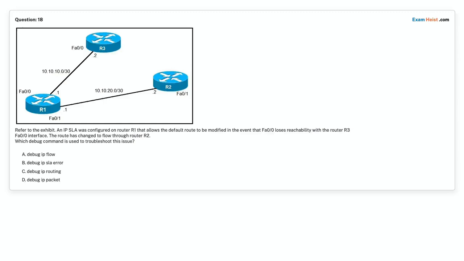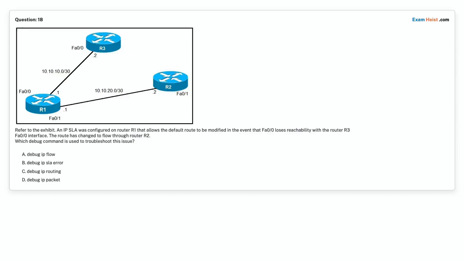Question 18. Refer to the exhibit. An IP SLA was configured on router R1 that allows the default route to be modified in the event that FA0/0 loses reachability with the router R3 FA0/0 interface. The route has changed to flow through router R2. Which debug command is used to troubleshoot this issue?